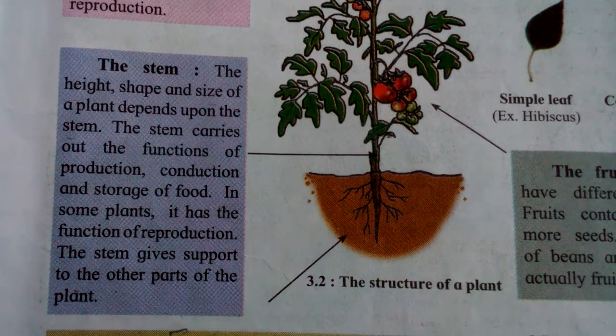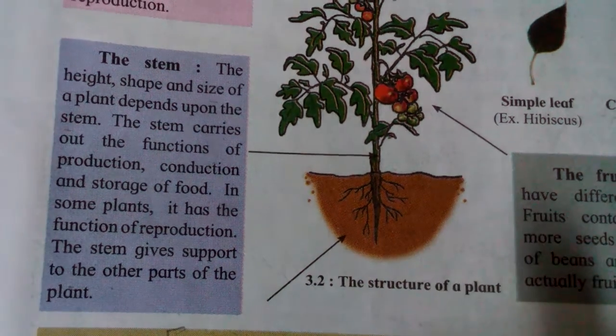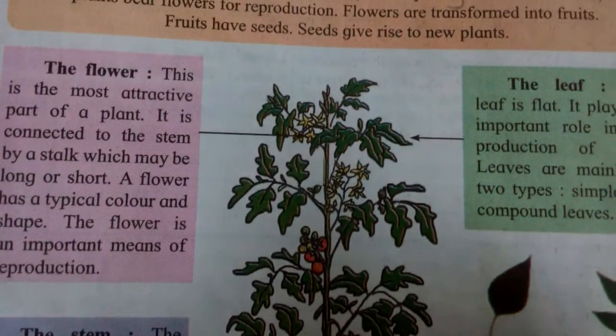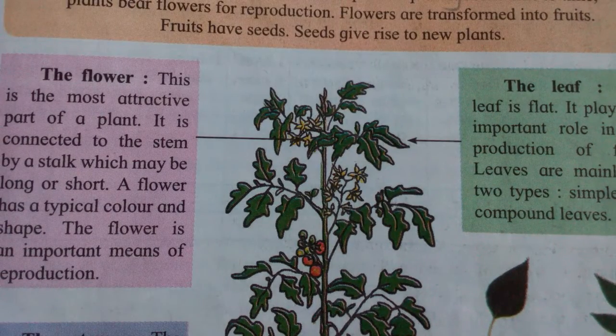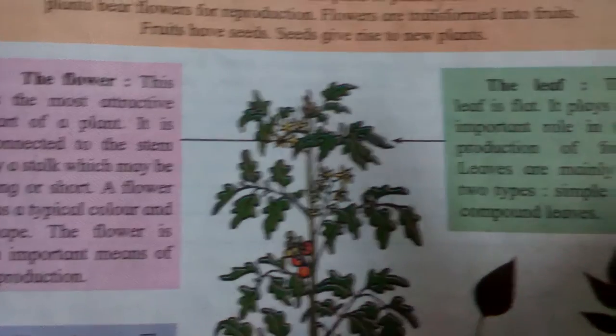The plant stem gives support to other parts of the plant, and the stem carries the food material, water and minerals to all parts of the plant. Then see the next one.